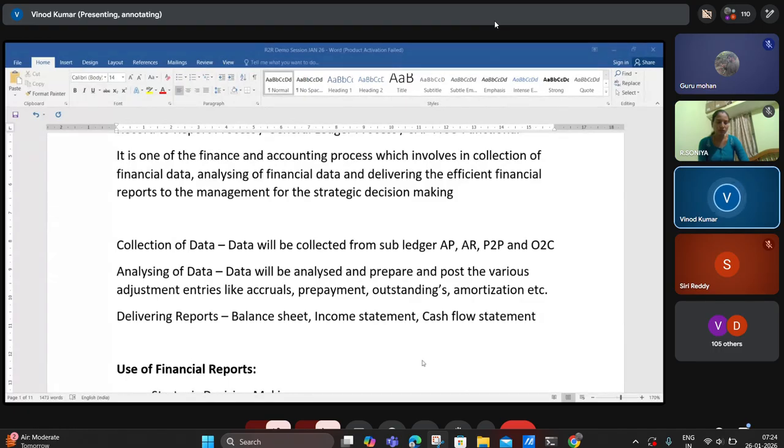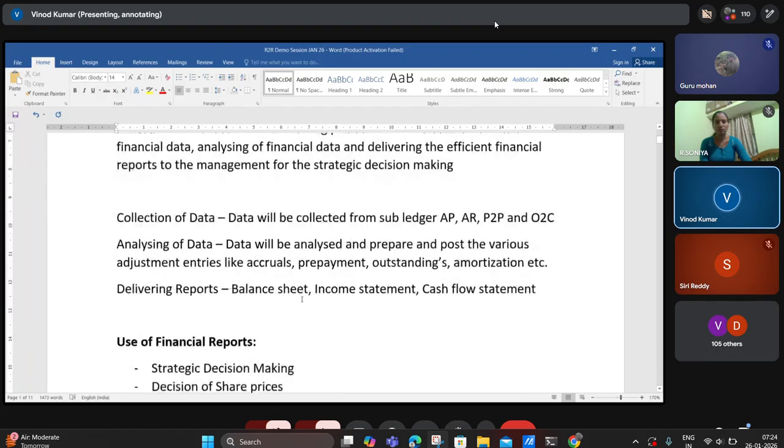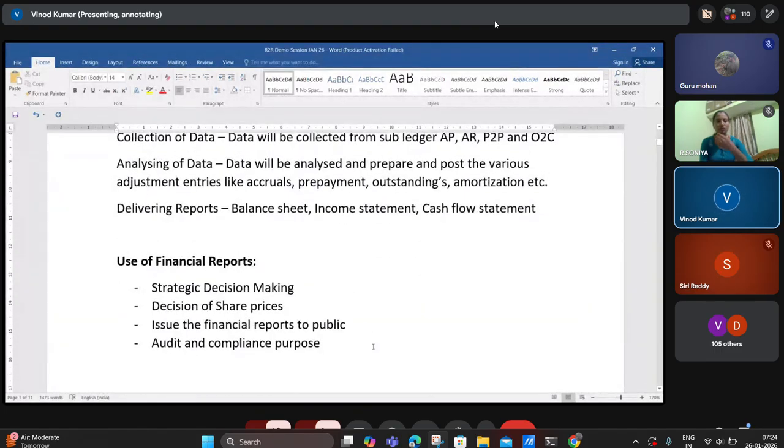Okay. So R2R team is not only responsible for purchase, sales, receipts, payments, it is responsible for end to end. That means it is coordinating the end to end from the subledgers and submitting the financial reports. That is the meaning of R2R, guys.